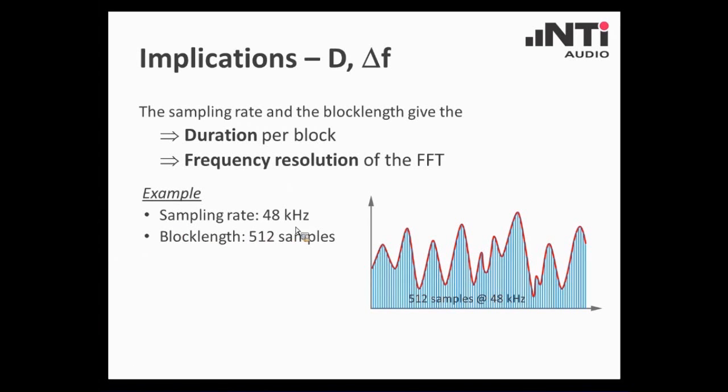Here we have a sampling rate of 48 kilohertz. That's the sampling rate of our test instrument. And we have a block length of 512 samples. Now we can easily calculate the duration of our FFT acquisition, which is 512, the number of samples, divided by the 48 kilohertz. And that gives us 10.67 milliseconds. The next step, we can calculate the frequency resolution. We invert this 10.67 milliseconds, and that gives us the frequency resolution. The 93.75 Hertz are the frequency resolution of the FFT with these two given parameters.